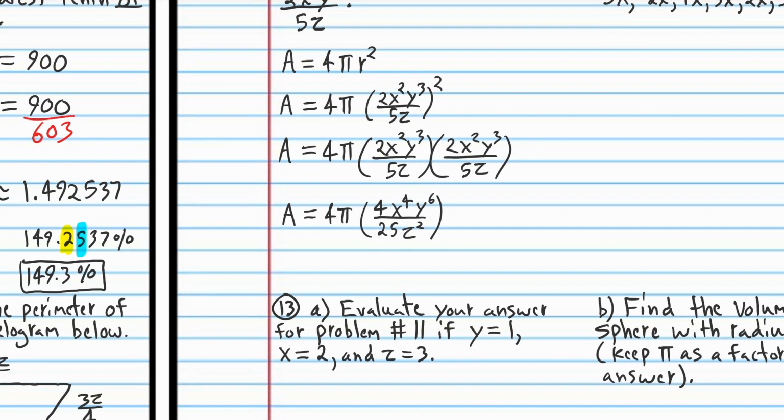So now we can consider this 4 pi to be 4 pi over 1. And we can just combine. So we're going to multiply the denominators. That would just be 25z squared. Anything multiplied by 1 just stays the same. And then 4 times 4 is 16.